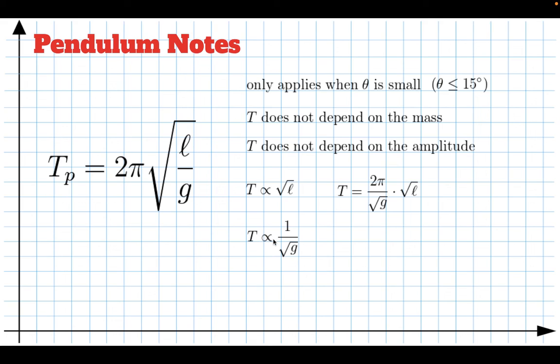Lastly, the period is inversely proportional to the square root of the gravitational constant. So if the gravitational constant were to get 4 times bigger, the period would get 2 times smaller. The stronger gravity is, the stiffer the imaginary spring is, and that means the period gets smaller. So that's our last relationship there.